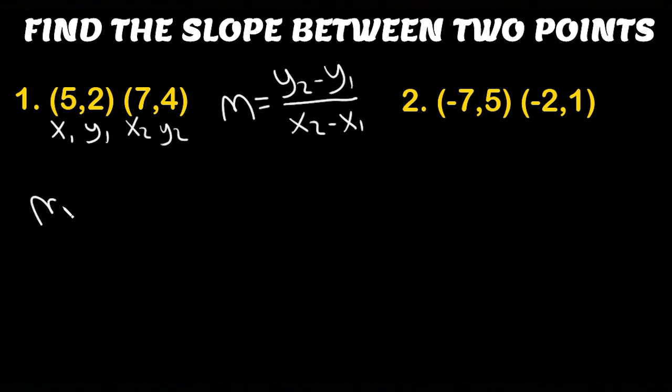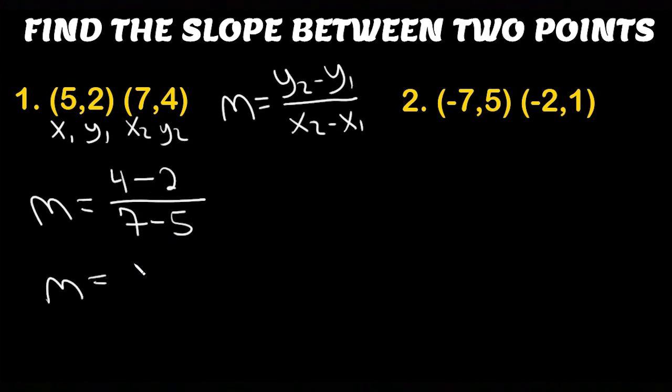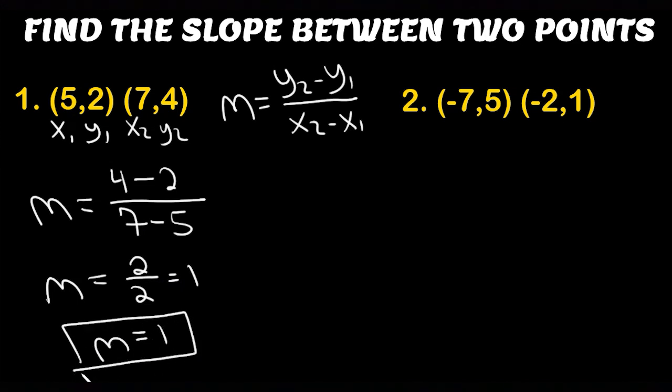So you're going to write here m equals y2, which is 4, minus my y1, which is going to be 2, okay? And now I'm on my denominator. I have x2, which is going to be 7, and then minus my x1, which is going to be 5. All right, and now all we have to do is simplify it down. So m equals 4 minus 2, that's going to give me 2. 7 minus 5 is also going to be 2. So 2 over 2 is equal to 1. There's my slope. So m is equal to 1. I am now done with the problem.